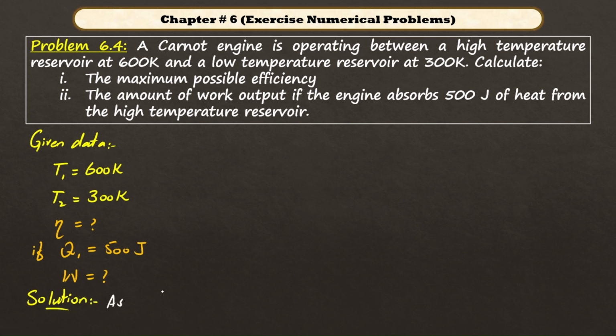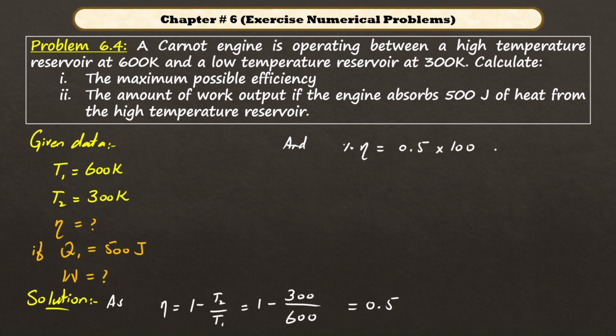As eta is equal to 1 minus T2 over T1, by putting the values of T2 and T1, it becomes equal to 0.5 and percentage efficiency is equal to 50%.